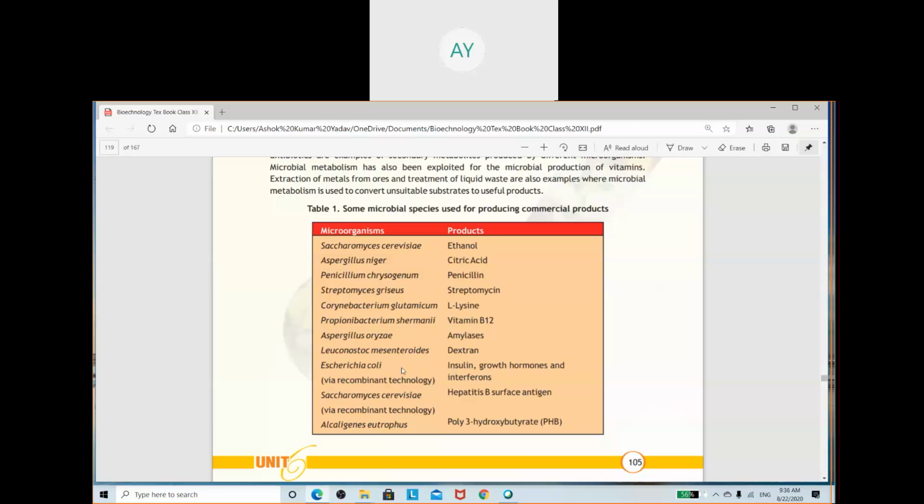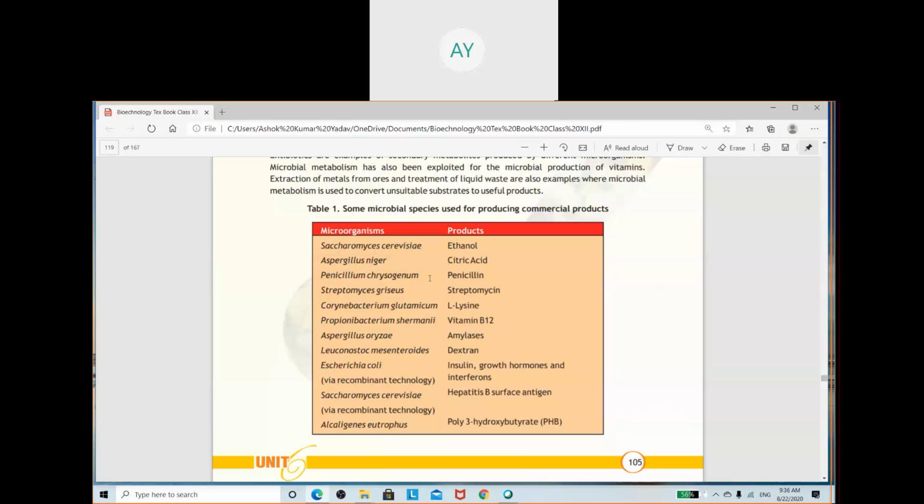Leuconostoc mesenteroides, it is also a bacteria. Amylase, that is also used for digestive syrup. So Aspergillus oryzae, that is the fungus. So you try to know who is the fungus and who is the bacteria. This is the fungus, Saccharomyces cerevisiae. This is the fungus also. Again, this is the Penicillium.